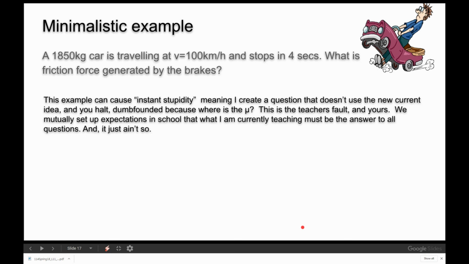This example can cause what I call instant stupidity, meaning I create a question that doesn't use the new current idea and you halt, dumbfounded, because where is the mu? This is the teacher's fault and it's yours. We both together have set up a school system with expectations that whatever I'm currently teaching must have the answer to all the questions. And it's just not true.